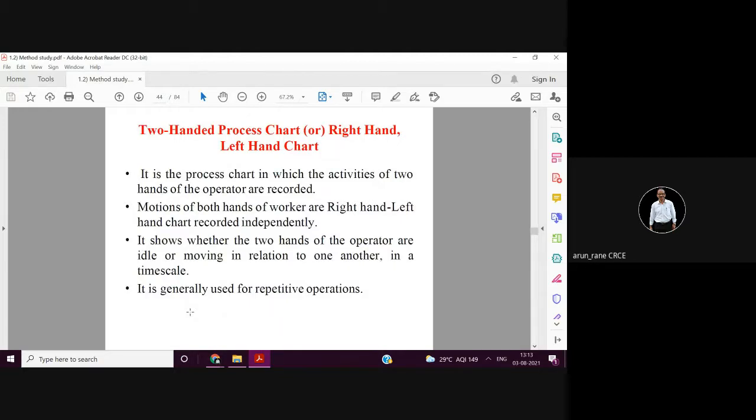Then the two-handed process chart. A two-handed process chart is nothing but a record of the activities of both hands. The motions of both hands of the worker, right hand and left hand, are charted. See, I am teaching as per the syllabus, and since these things are mentioned in the syllabus, I have to teach you. But now industrial engineering is modernized, and we are also going to touch on the modern tools used in industrial engineering, which have made the life of industrial engineers quite easy. Otherwise, it was very laborious.